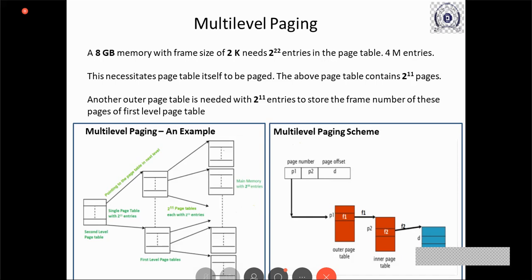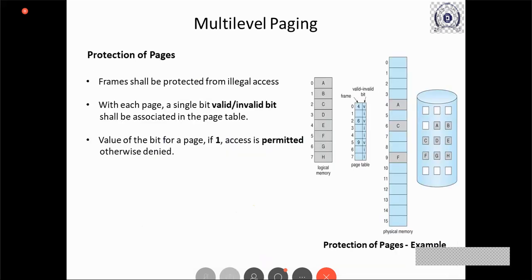Next topic is multilevel paging. The page table is kept in main memory. Main memory is divided into frames. When the size of the page table is more than that of a page, the page table itself needs to be paged.